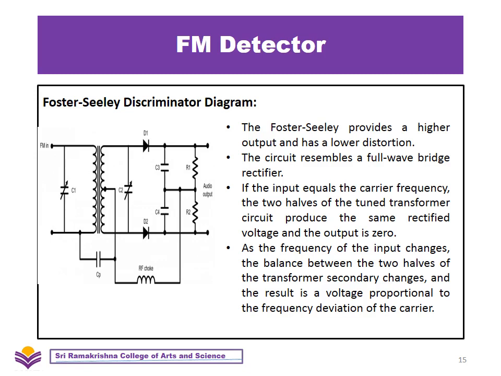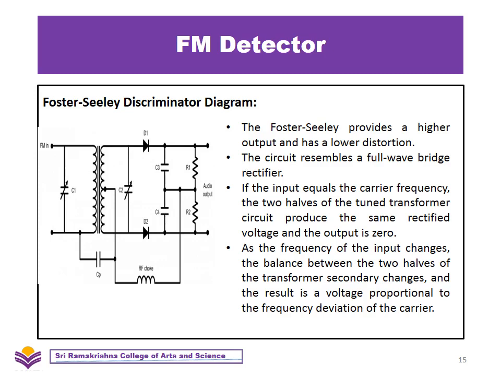If the applied input is equal to the carrier frequency, the two halves of the tuned transformer circuit produce the same rectified output at diode D1 and at diode D2. So when the same rectified output is produced at diodes D1 and D2, the output of the circuit will be 0.